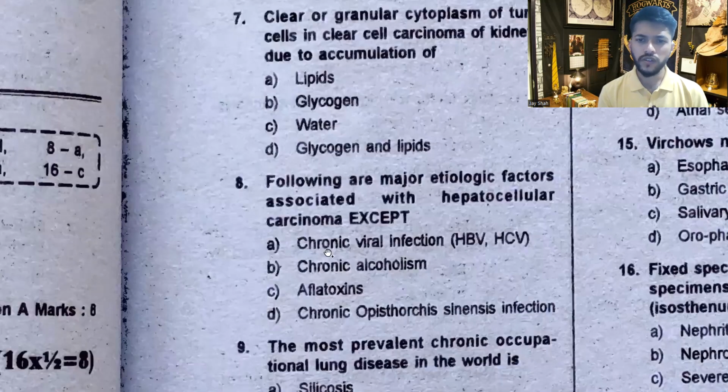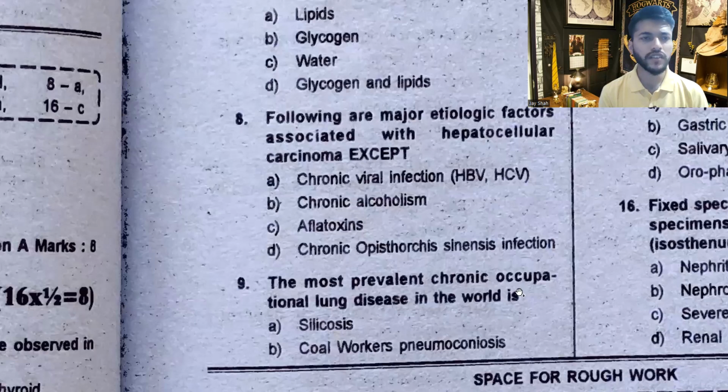Most prevalent chronic occupational lung disease in the world is coal workers pneumoconiosis. It's not silicosis, it's coal workers pneumoconiosis. A lot of people work in coal mines more than silica mines.